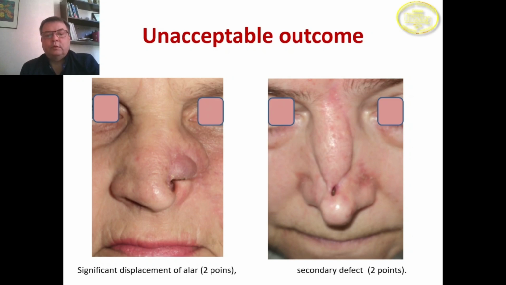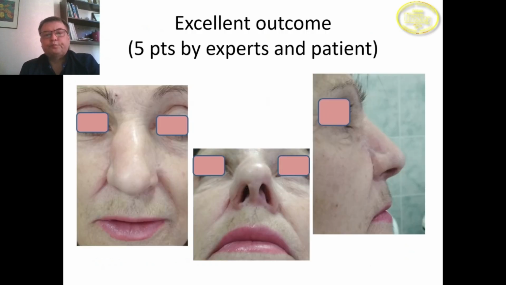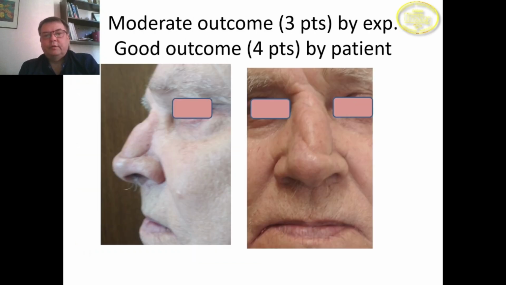In the left photo, significant displacement of the nasal alar is present, and in the right photo, the patient presents a secondary defect of the central part of the nose after formation of an abscess at the area of reconstruction. Excellent outcome, 5 points by expert and patient. This patient after reconstruction of a subtotal external nose defect.